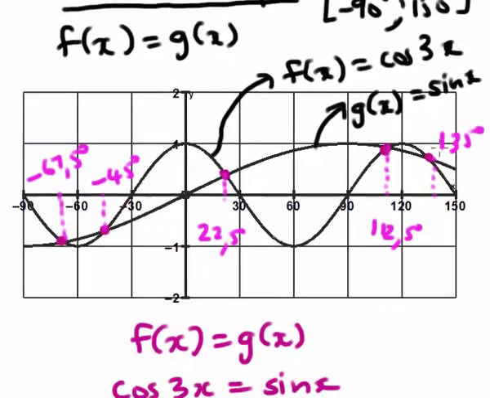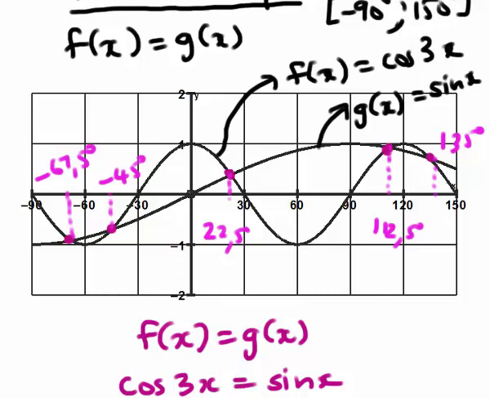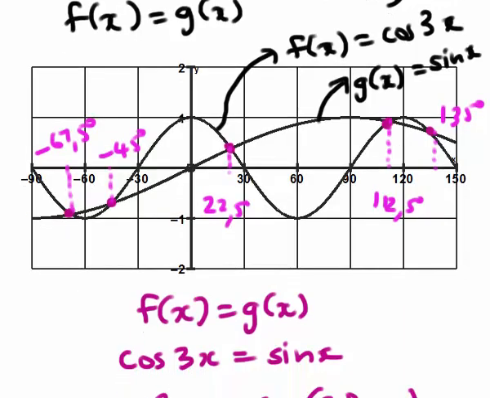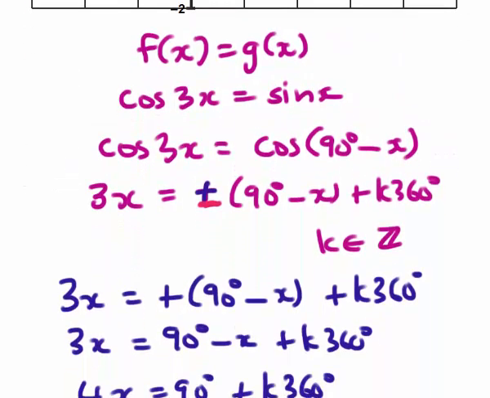So there's your 5 angles, your points of intersection between cos 3x and sin x. What a lovely question, linking to trig equations.